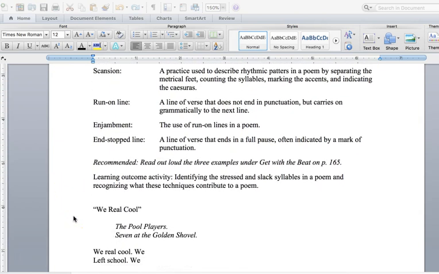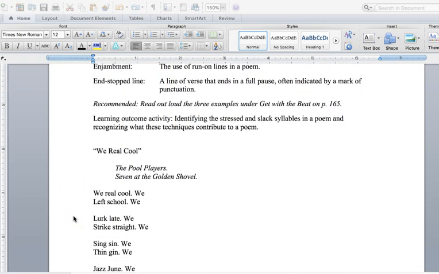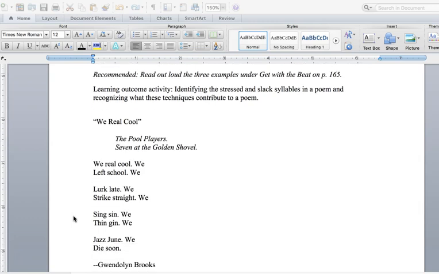The poem I want to look at in this lecture is a great example of rhythm and the impact of run-on lines and the impact of distinct pauses within the line. This is We Real Cool by Gwendolyn Brooks.